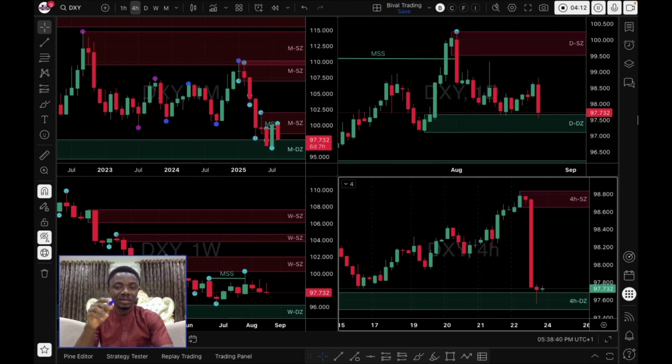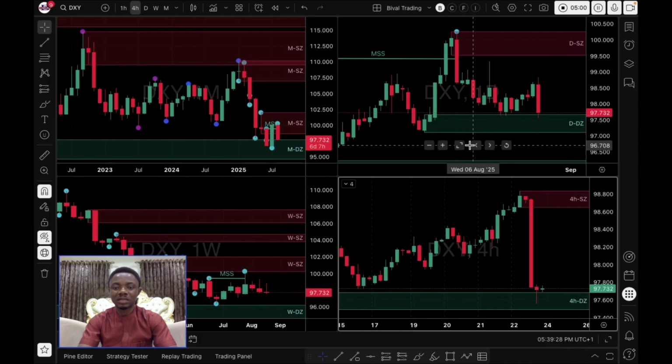Okay, in this particular analysis, I'm going to take you step by step on how to use the supply and demand strategy and top-down analysis to spot profitable trade setups in the market. So on the screen is DXY. As you all know, always start with DXY.